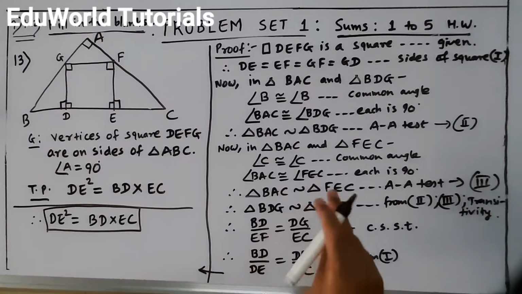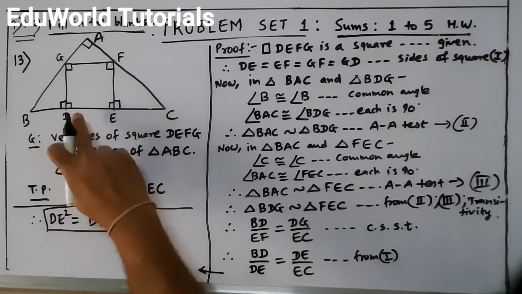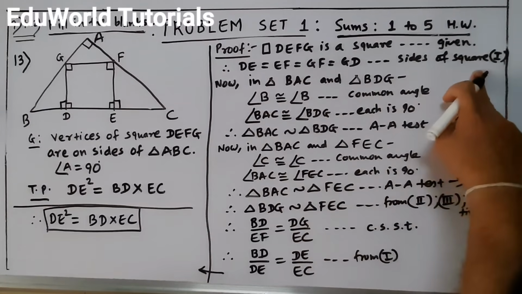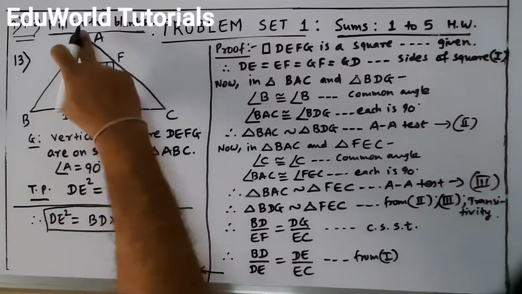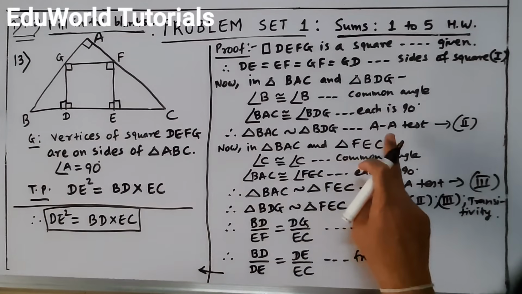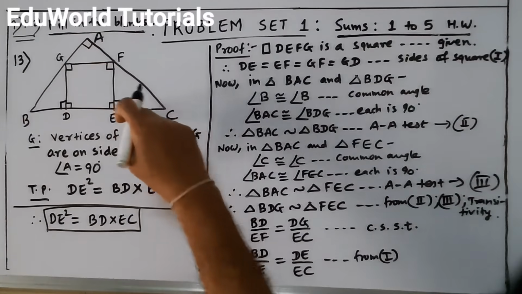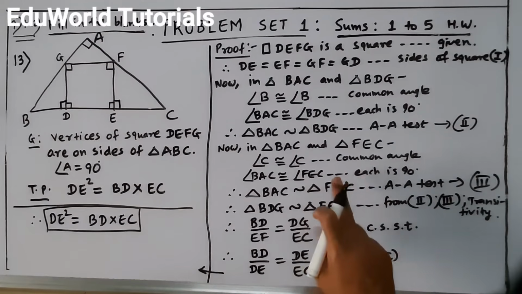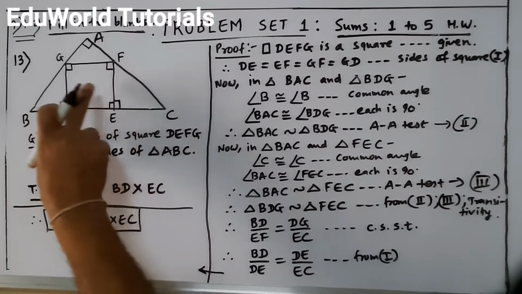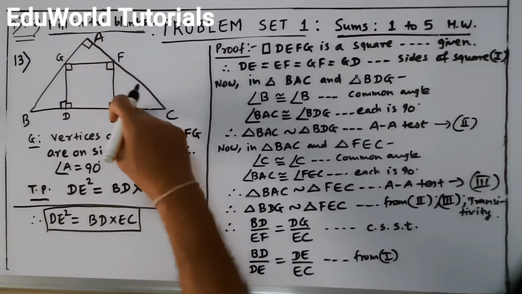So how to remember this sum? First we write that DEFG is a square, so all sides are equal, result number 1. Then prove triangle BAC, the entire triangle, similar to the small triangle BDG by AA test. And again, the big triangle BAC is proved similar to triangle FEC. Then by using transitivity, these two smaller triangles are similar, that is, triangle BDG is similar to triangle FEC.